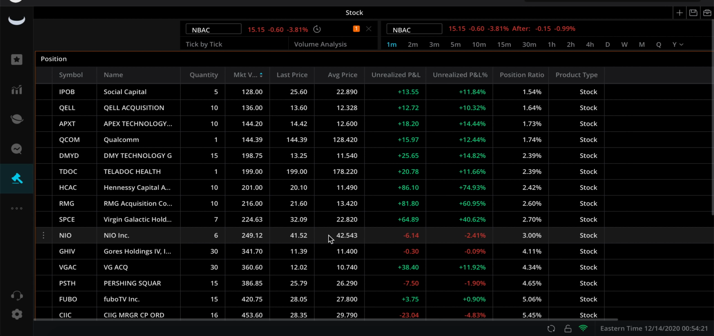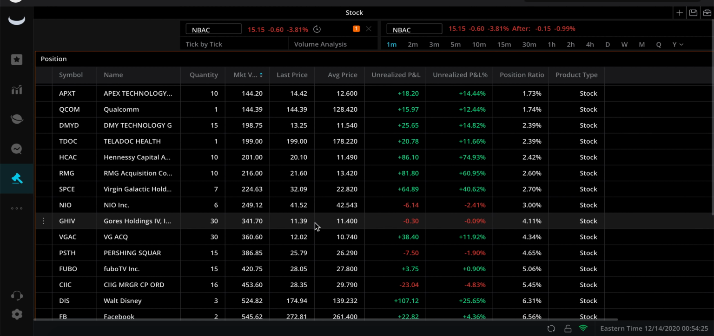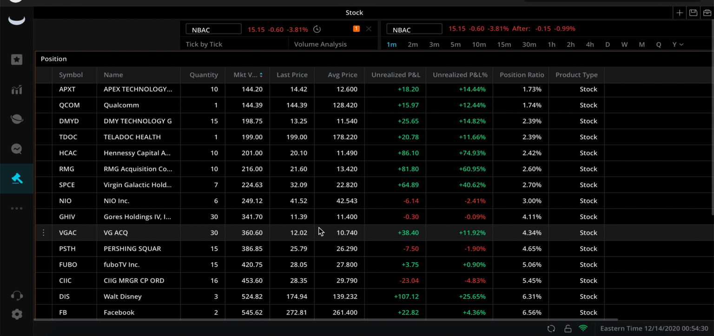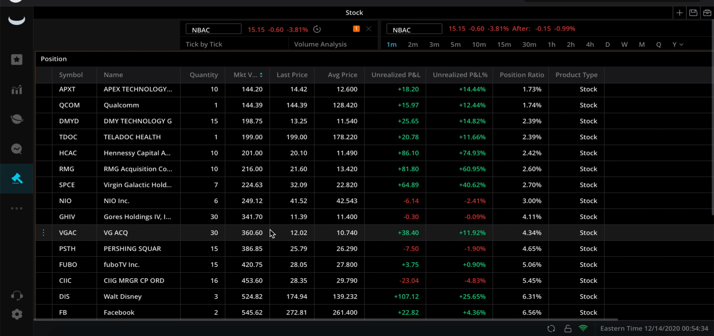But still, just down a couple percent on this one. Bought in pretty late. Gores Holdings, dividend-paying stock. That's actually a SPAC. I don't know how I feel about this long term, but I think it will run up when it's closer to the merge date. VGAC, a company that I feel pretty good about. Richard Branson is the one that owns it, or I should say he's the spearhead of it. He, I think, is going after an EV company.